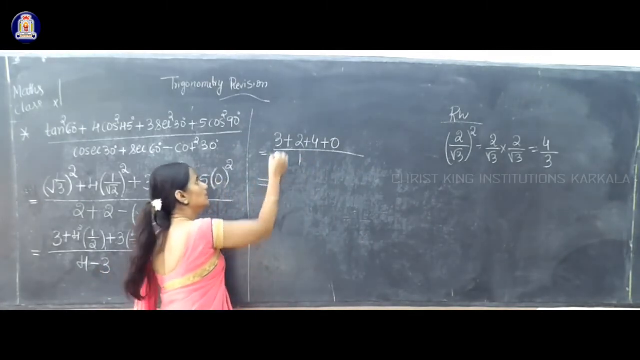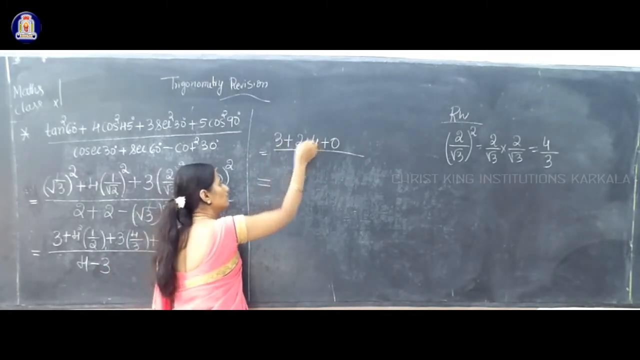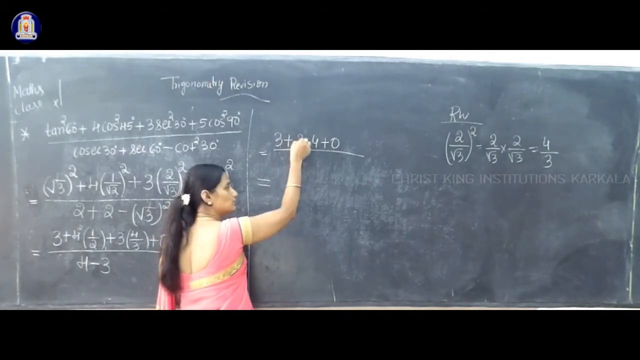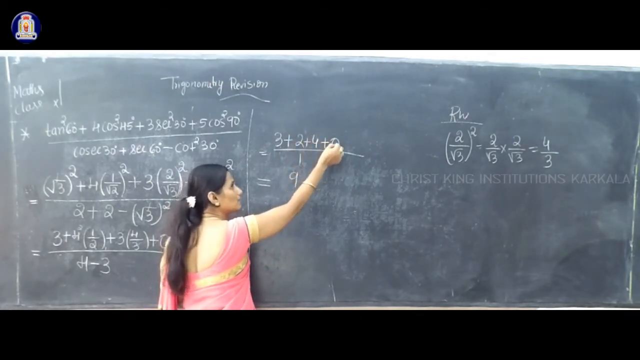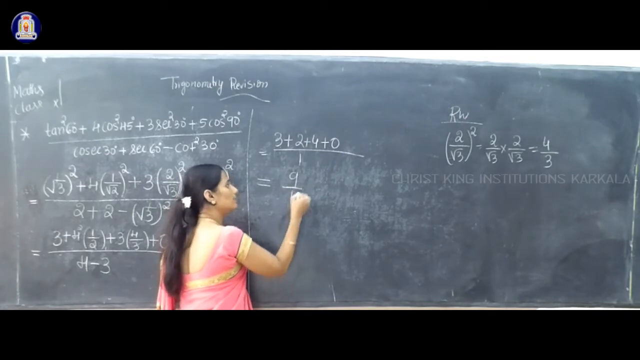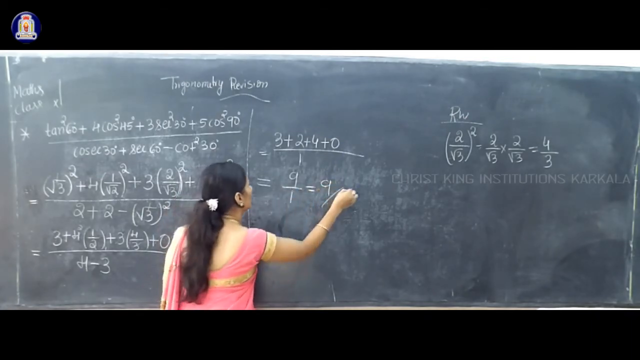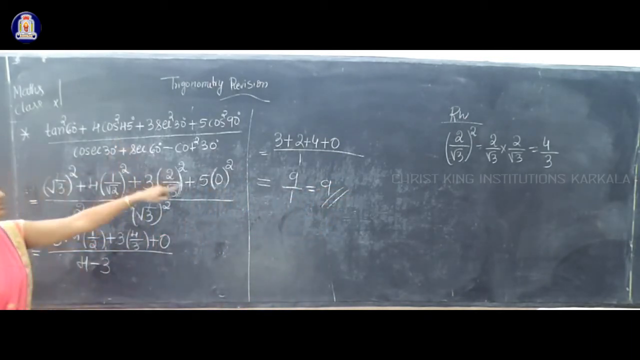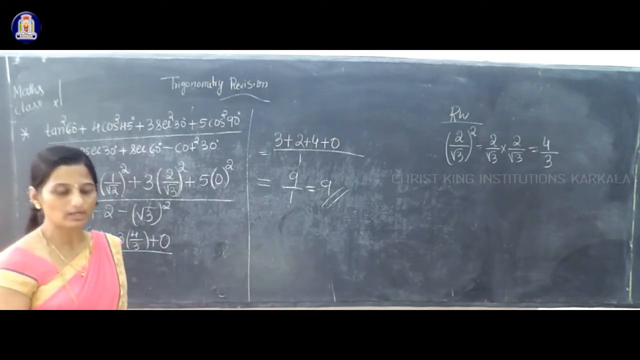So how much here? 3 plus 2, 5. 5 plus 4 is 9. 9 plus 0 is 9. Divided by 1 means it is equal to 9. So what is the value of this? That is equal to 9. Important for 3 marks.